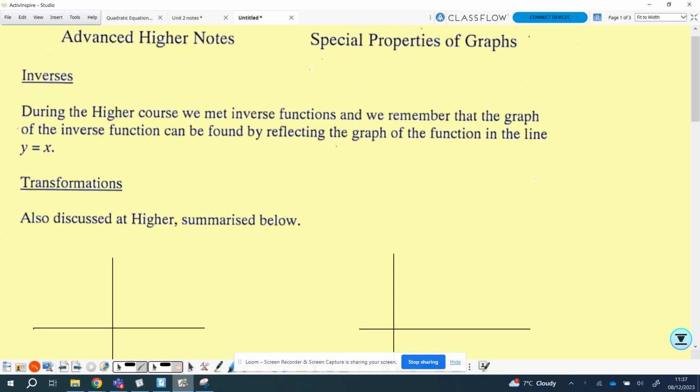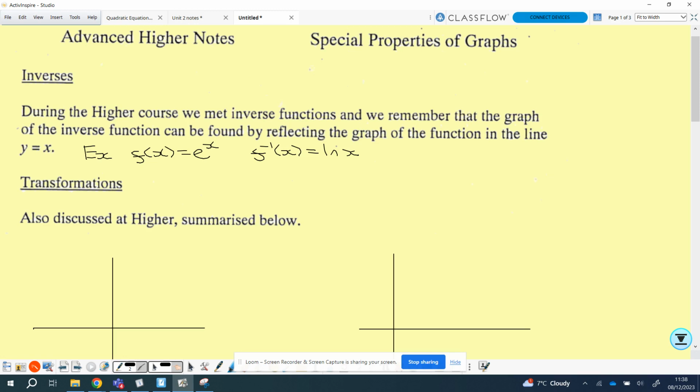During the Higher course we met inverse functions, and we remember that the graph of the inverse function can be found by reflecting the graph of the function in the line y equals x. The best example of that would be your f of x function being an exponential function, e to the x. Therefore, the inverse function, reflected, gave you log of x. That was probably the first example you saw at Higher last year. But obviously, there's lots of graphs that have inverses. They get reflected in the line y equals x.